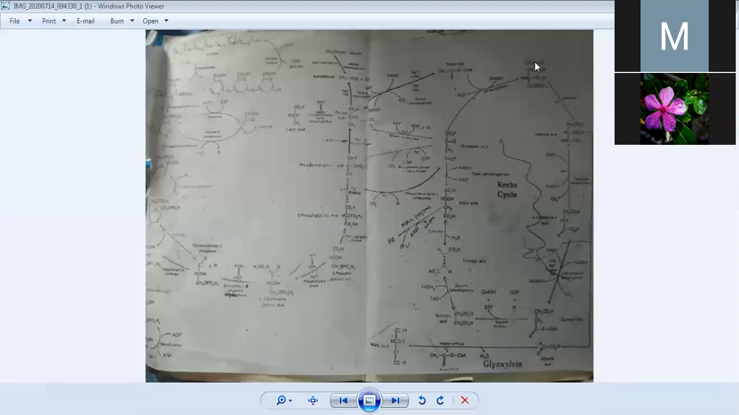Okay. So in glycolysis, this is the sheet of glycolysis. You can see this is the structure of glucose. Glucose will be converted into glucose 6-phosphate. You can see here is carbon number 6. A phosphate group will be added, and one ATP will be converted into ADP. What will be the enzyme?